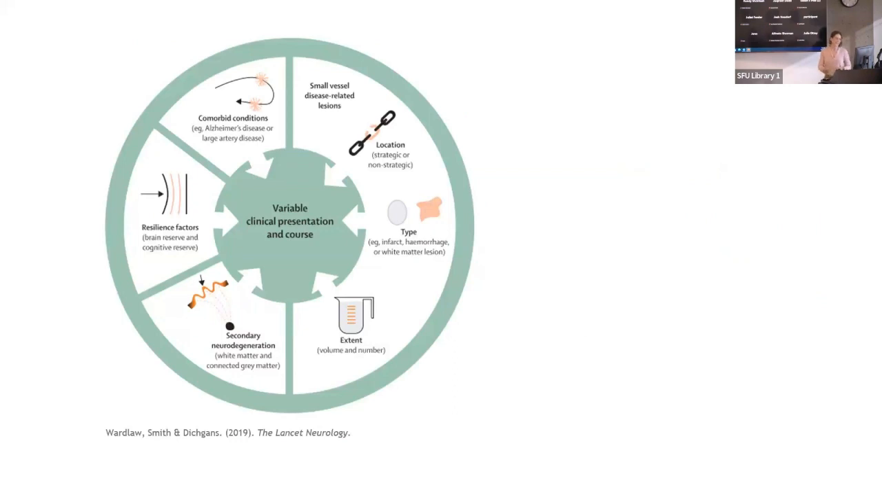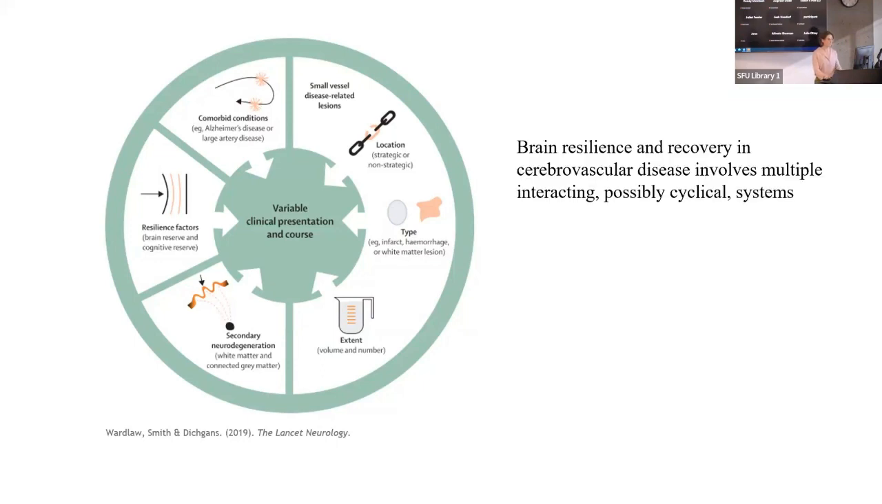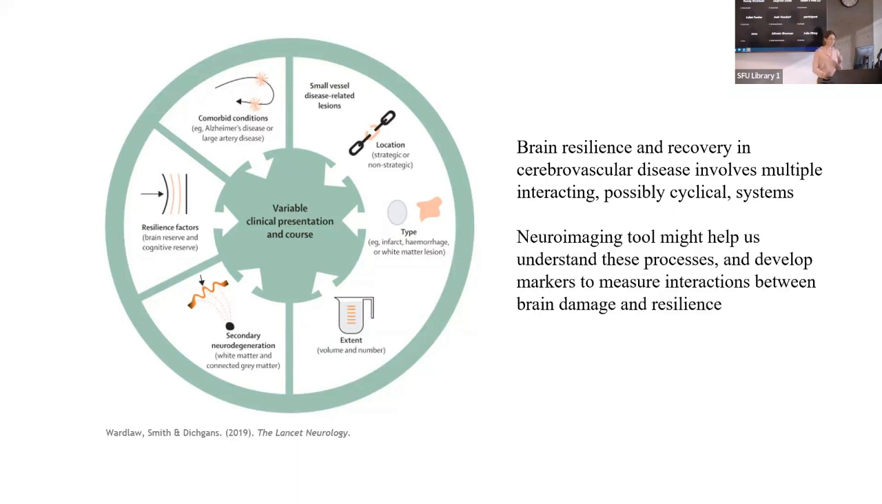So lots of different factors might be impacting variability in clinical presentation and course, not only the size of your lesions, but where are they located? What are other resilience mechanisms that are occurring in the brain? And this idea here of comorbid conditions, things like diabetes, hypertension, et cetera. How are those also impacting brain health or your behavioral capacity in order to maintain good function over time? And I'll just propose that neuroimaging is really nice in this context because it might help us understand all of these different processes and potentially develop markers that could be used in clinical settings in order to measure interactions between brain damage and resilience.